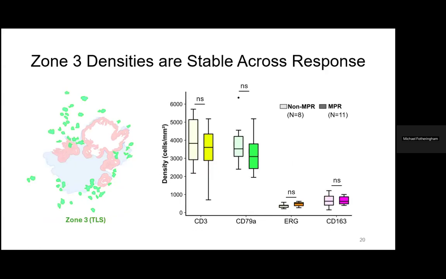Zone 3, we do the same thing for zone 3. And again, no significant differences between what we see in response and non-response. However, maybe the densities of the cells don't matter, and that's what the data is showing us.